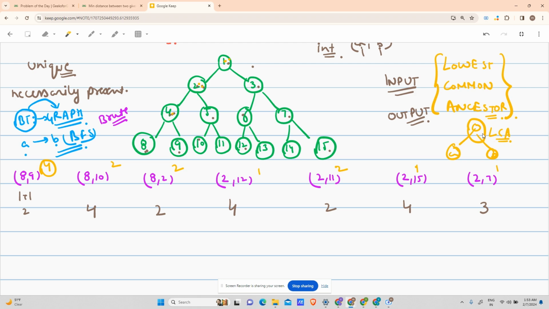Where the two nodes meet, the two parts meet, right? So 4 is the lowest common ancestor for 8 and 9. 2 is the lowest common ancestor for 8 and 10, so forth and so on, right?